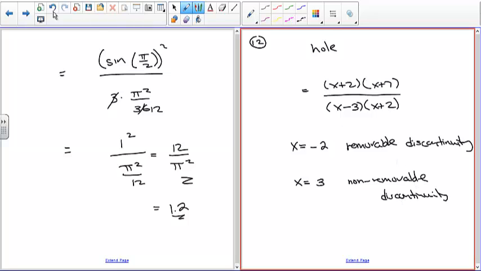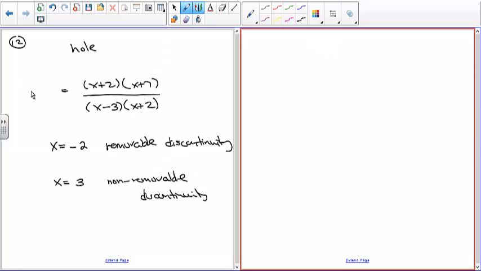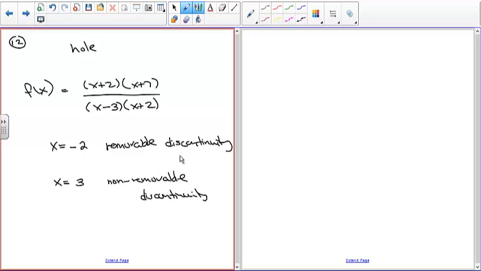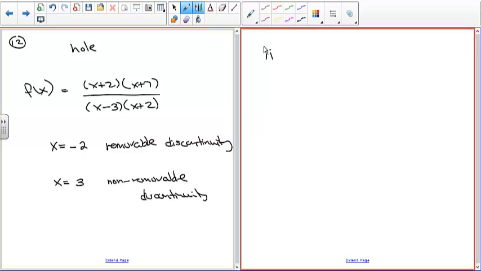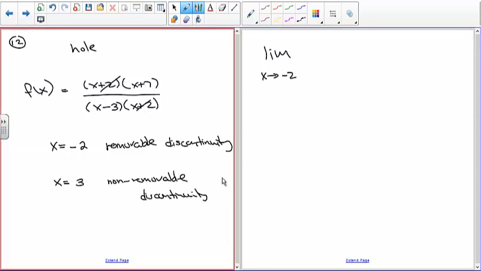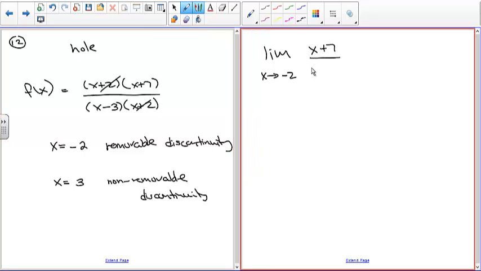Now, as far as defining this function so that the discontinuity was removed, what you do is you take the limit as x approaches -2 of this original expression, but you can cancel out those common factors, so use the dividing out technique. So you end up with x plus 7 over x minus 3, and you're not going to end up with anything indeterminate there, so you just plug in the numbers. So you get -2 plus 7 over -2 minus 3, which is 5 divided by -5, which is -1.